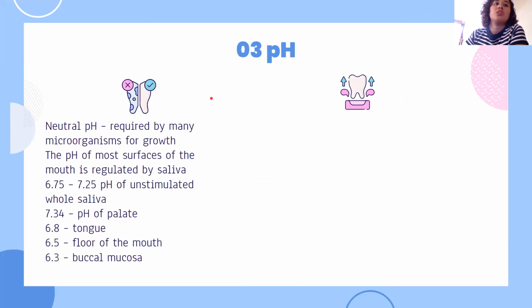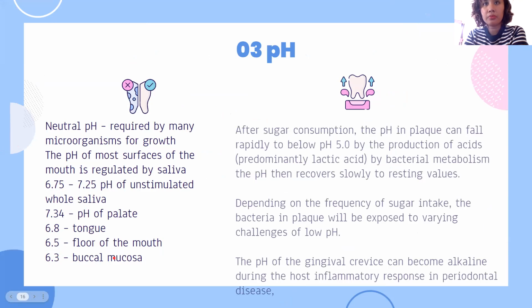Okay. So next, guys, pH. Normally our mouth maintains a normal pH because of your saliva. So the pH of an unstimulated whole saliva, so there's no food contact, is fairly neutral, 6.75 to 7.25. Neutral rin ang pH of the palate, and neutral, malapit na, ang tongue, flora of the mouth, and buccal mucosa.